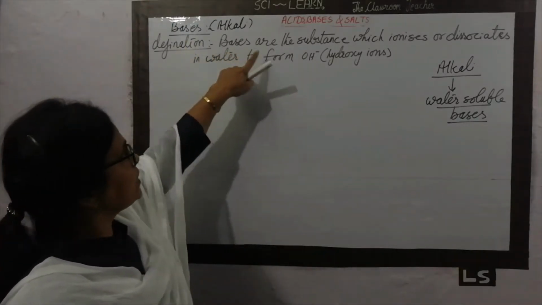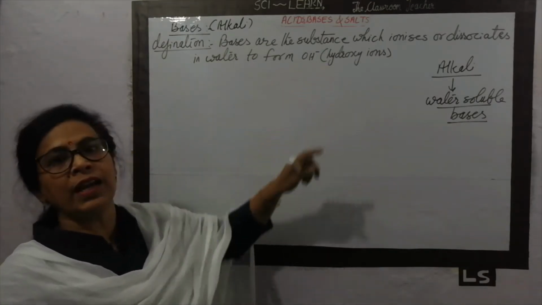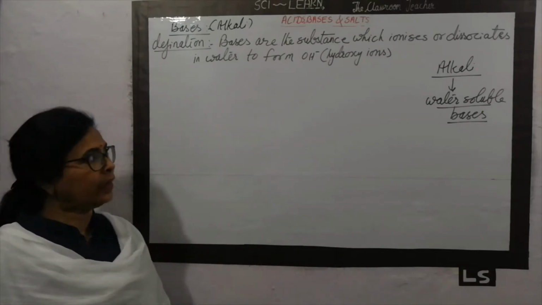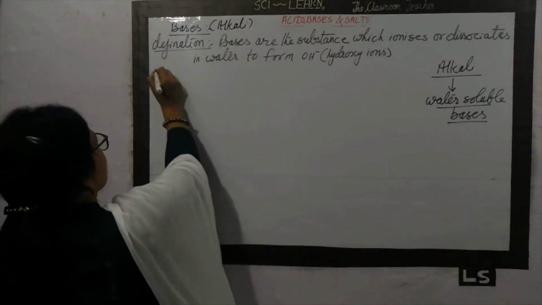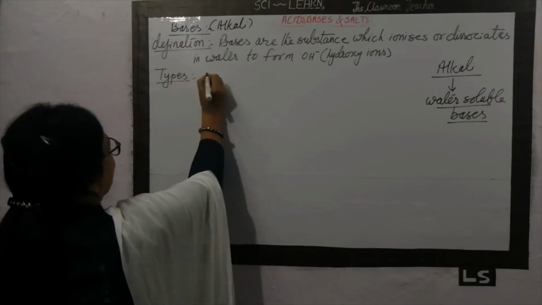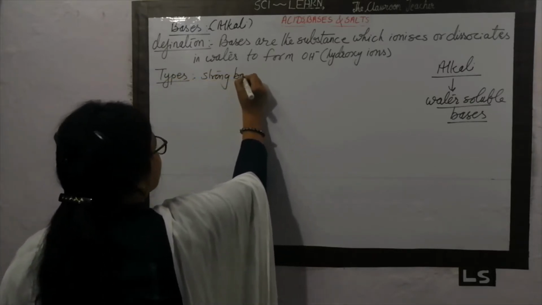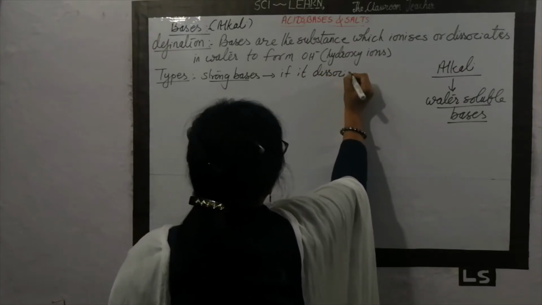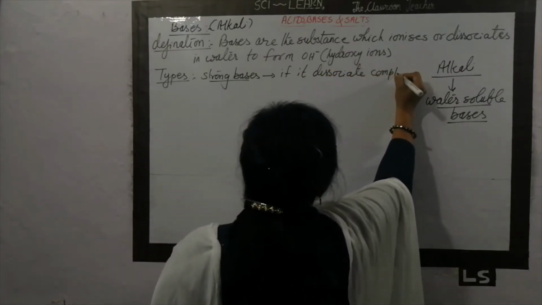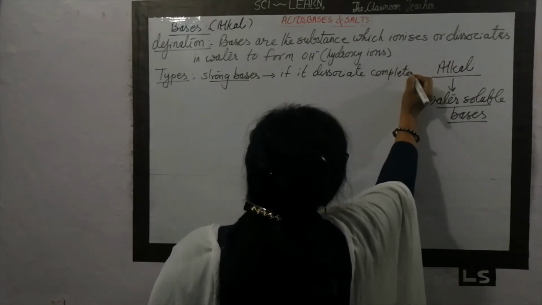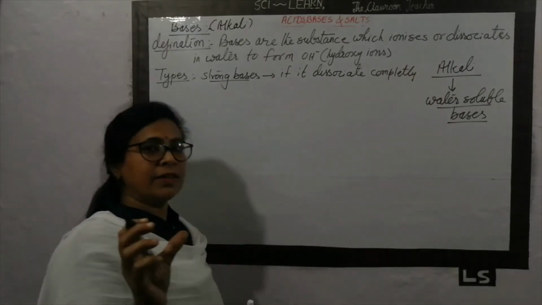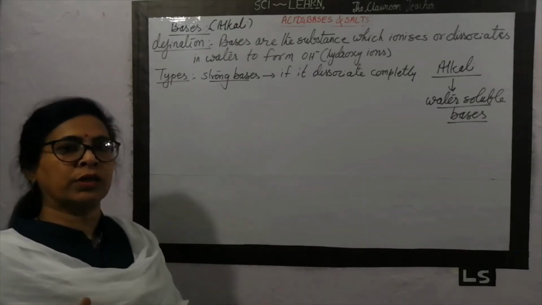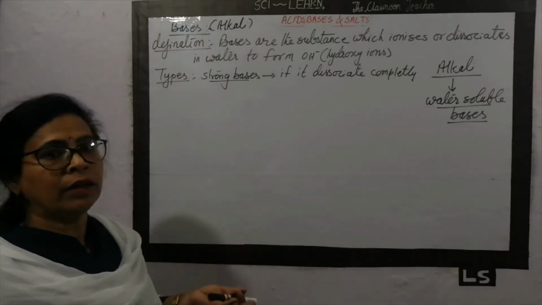So when we dissolve bases in water, what happens? OH negative, the hydroxy ion, is formed, and then we call it a base. Again, there are two types of bases. One is the strong base. Same as the acid, if it dissociates completely, meaning it releases OH minus ions, all the hydroxy ions must release out from it, then it is called a strong base.